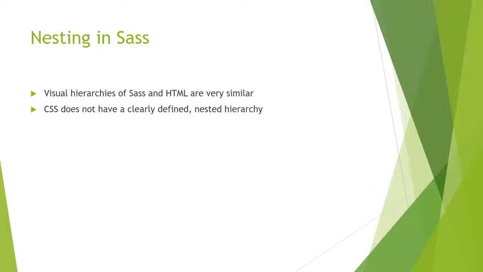Another feature we briefly mentioned earlier was the nesting hierarchy in SASS. This is very similar again to HTML, which makes writing them easy in that you don't have to switch gears between the differing syntaxes. CSS does not have clearly defined nesting hierarchies. All of it is performed in terms of bracketing.